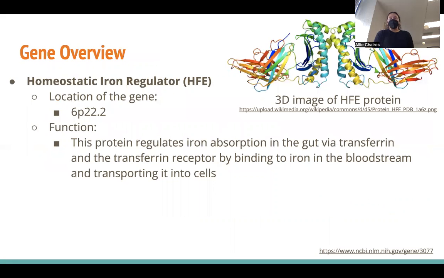So, a gene overview. After we looked at his sequence, when we used a research database, we found that it was the homeostatic iron regulator, or HFE gene, which codes for the HFE protein. And the location of this gene is on the sixth chromosome, on the short arm of the chromosome. And the specific gene locus is 22.2. And here we have a 3D image of this protein. And the function is to regulate iron absorption in the gut via transferrin and the transferrin receptor by binding to iron in the bloodstream and transporting it into cells.